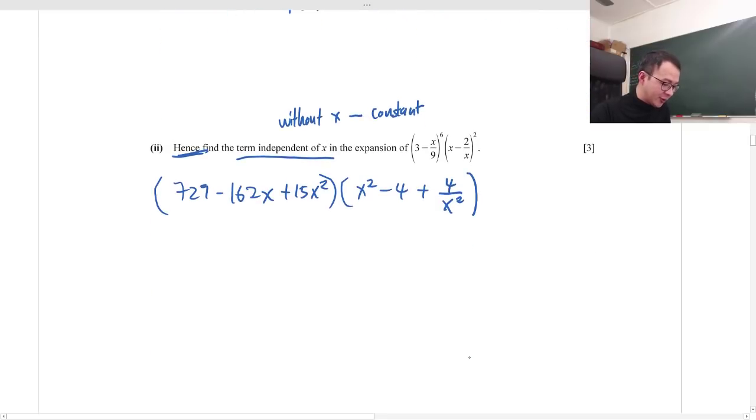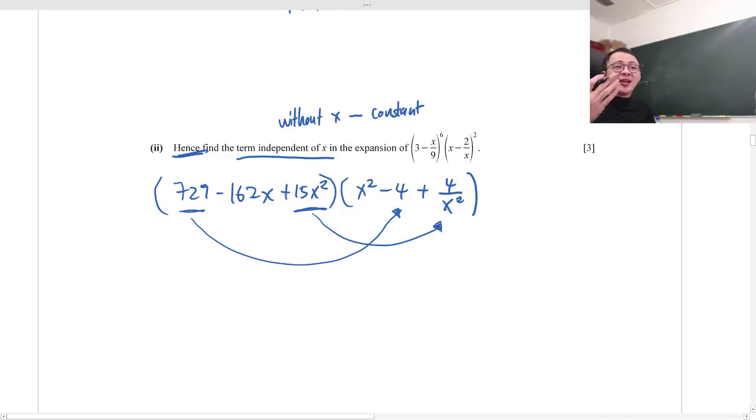So then, okay, right now I want to get the constant. So my idea is, for 729, I should multiply the constant number only, because I want to get a constant. I cannot get x. So I will not use the 729 to multiply x squared, because then I will get x squared, which is not independent of x. This one, 126x, no matter which term I multiply, I also have x. So I will just ignore the second term. And then 15x squared here, I will multiply this one by 4 over x squared, because you should be able to see the x squared and x squared can actually simplify. So after we simplify, we can get the term independent of x.